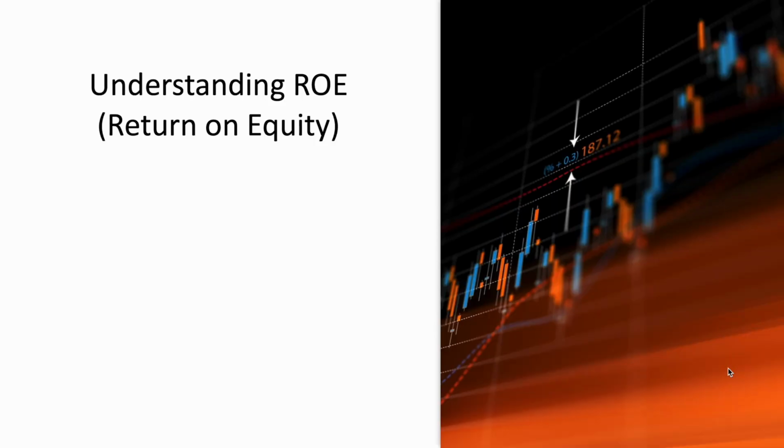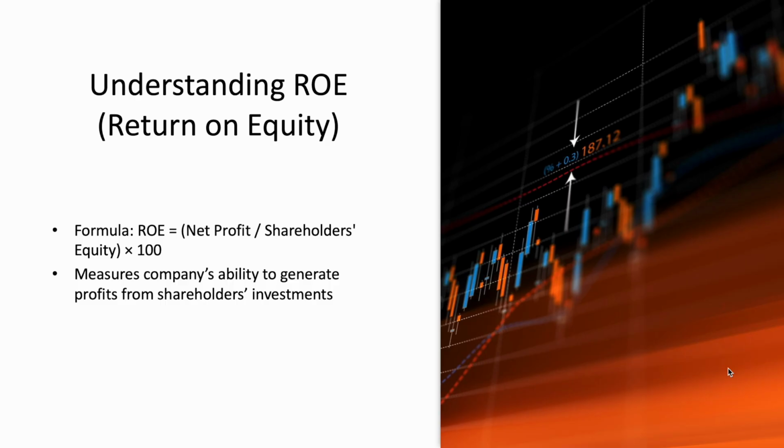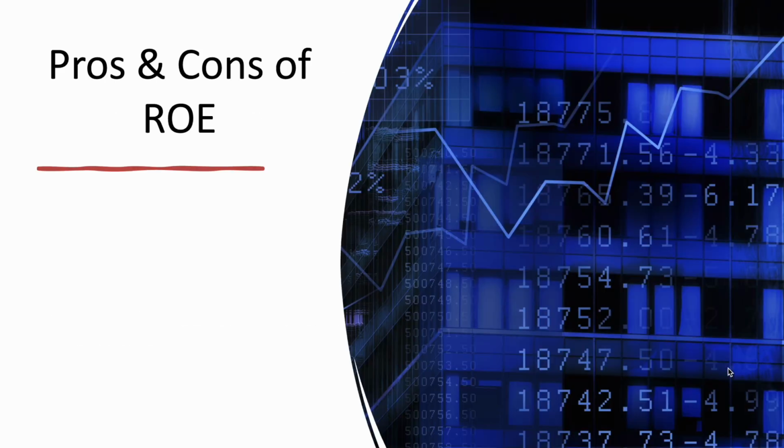So let's understand ROE. First up, ROE, return on equity. It is calculated as net profit divided by shareholders' equity into 100. ROE measures how effectively a company generates profits from shareholders' investments. A higher ROE means better efficiency. So let's see the pros and cons of using ROE.